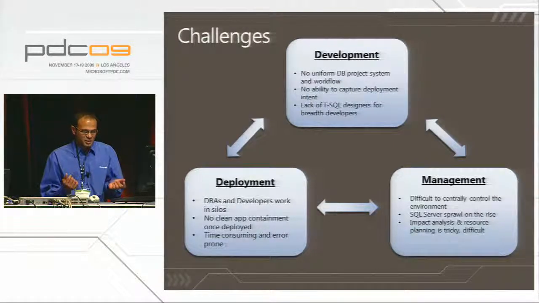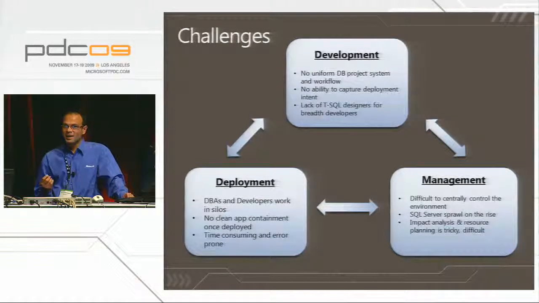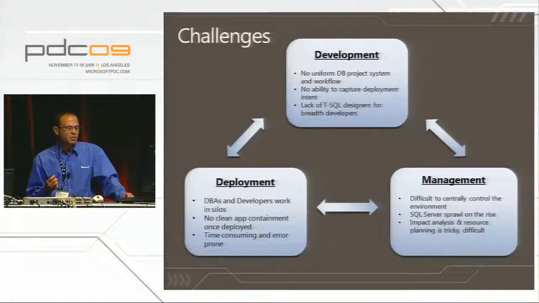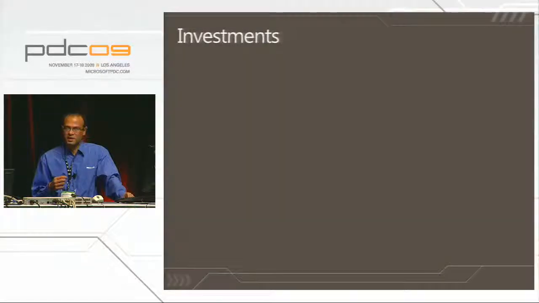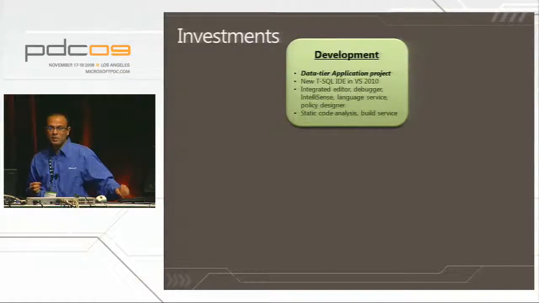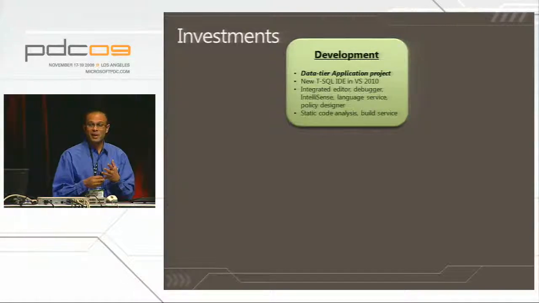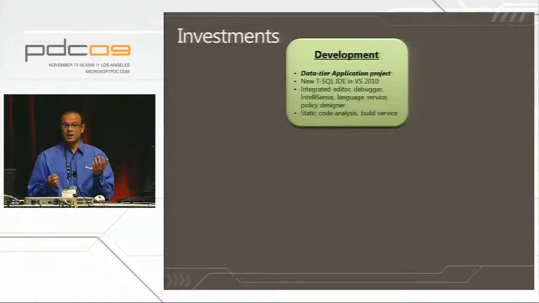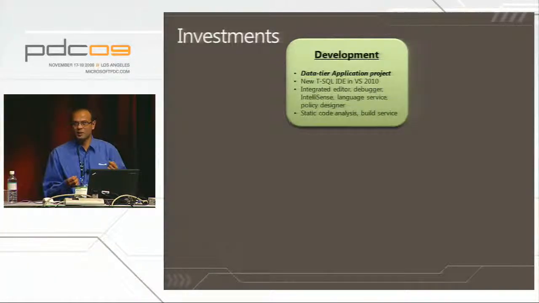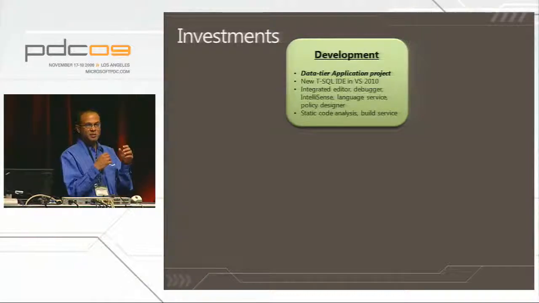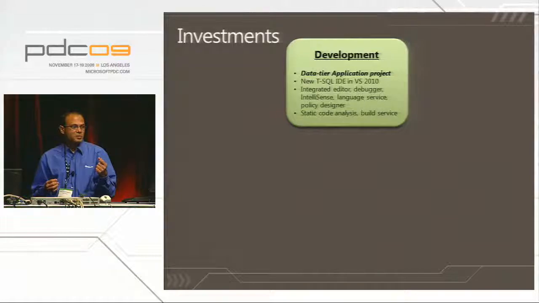So we listened to customers, and we essentially started investing about a year ago now, about 8 months ago, in these three-pronged areas of challenges that we heard. On the development side of things, what we did was we introduced the notion of a data tier application project in Visual Studio. You guys are probably familiar with database projects that we released as a GDR. So this is a project system that lives side by side with that, and I'll talk to it a lot more now. So this is a brand new project.